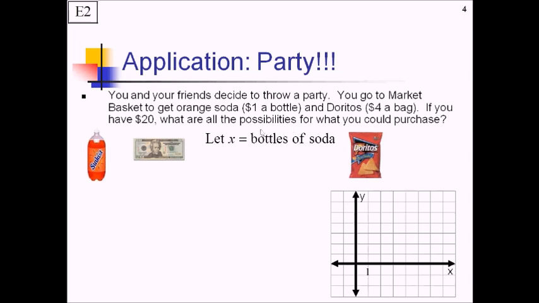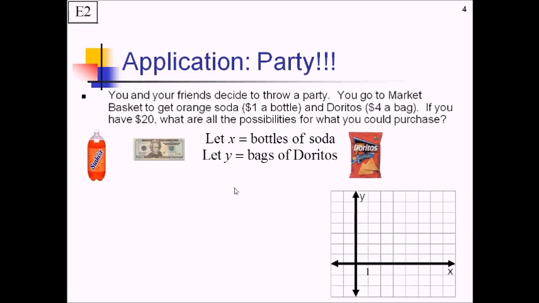So let's let X be bottles of soda, and Y will be bags of Doritos. Let's see if we can set up an inequality. Pause the video and see if you can set up an inequality to describe what you can purchase here. You got something? Well, either way, here's what I've got.